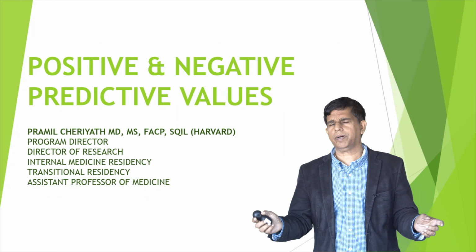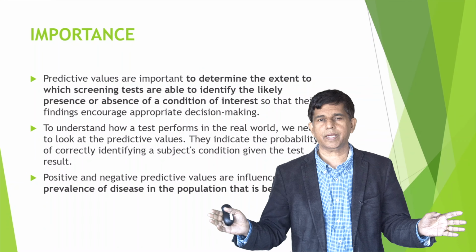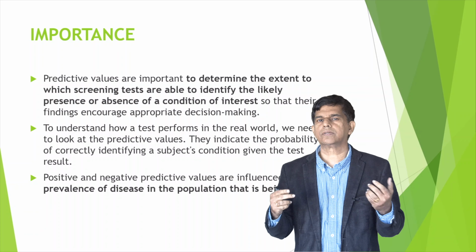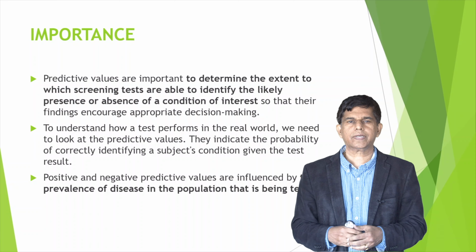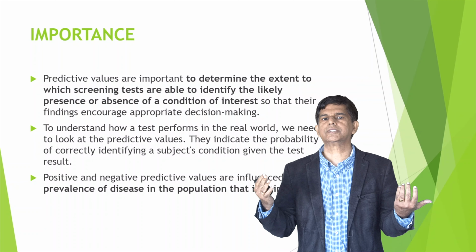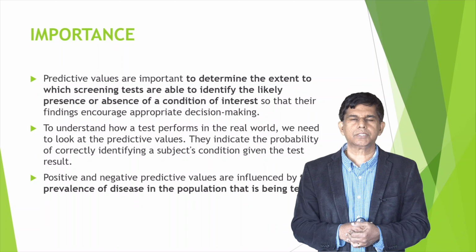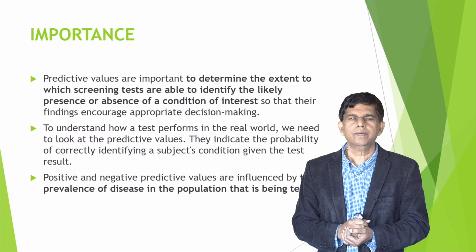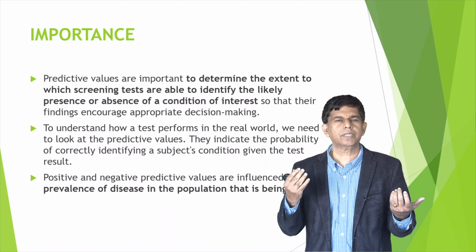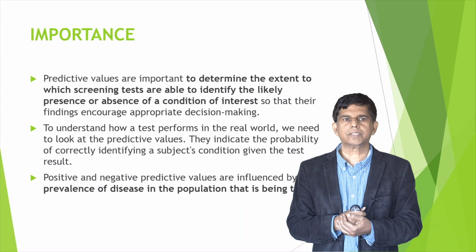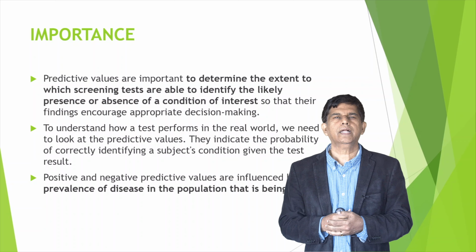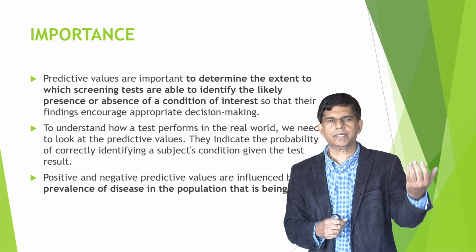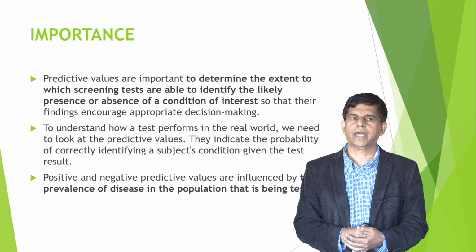So what is the importance of positive and negative predictive values? Why do we need to know about them? To determine the extent to which screening tests are able to identify the likely presence or absence of the condition of interest, so it can help us with better decision making. All of this helps us with diagnostic tools. We can say how a test performs in a real world situation by looking at the predictive values. They indicate the probability of correctly identifying a subject's condition by the given test results. So when you get a test result, we know how likely they are to have it or not, okay?